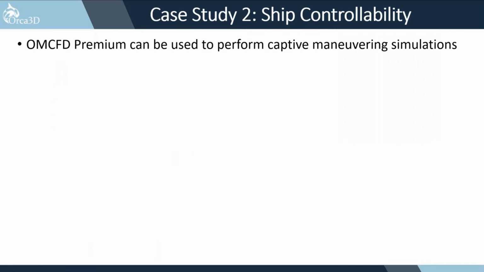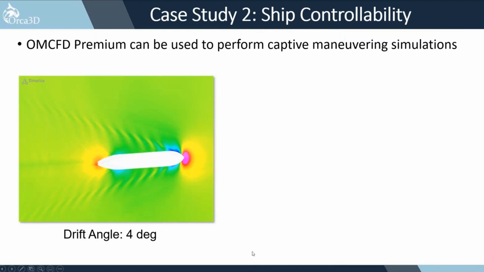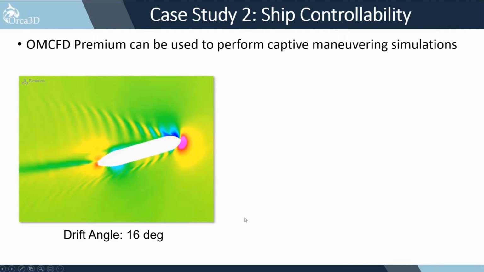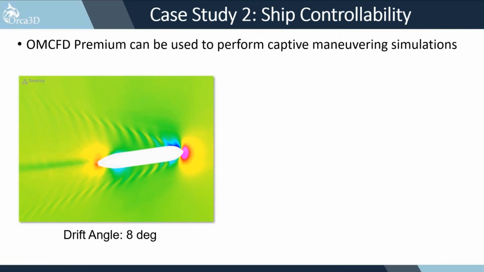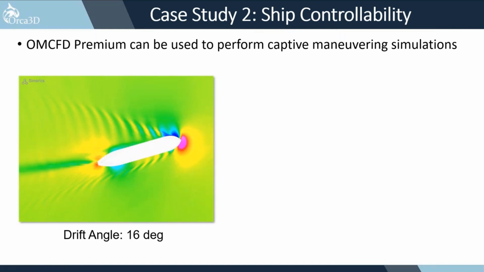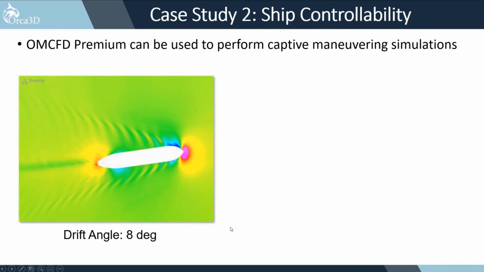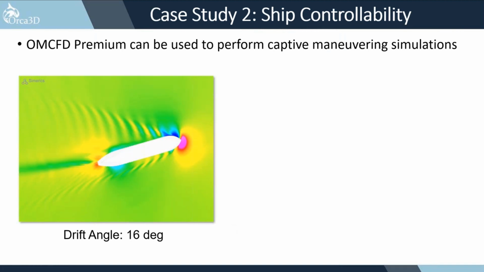But Orca Premium can also be used to perform captive maneuvering simulations very easily. Here's an example of the pure sway case. You can see I've got a drift angle of 4 degrees. Here's 8 degrees. You can see different examples and how the flow patterns change as I change the drift angle of the model. In all these, the model is being dragged from left to right down the tank at a constant speed, and I'm just changing the drift angle and measuring the yawing moments and forces.